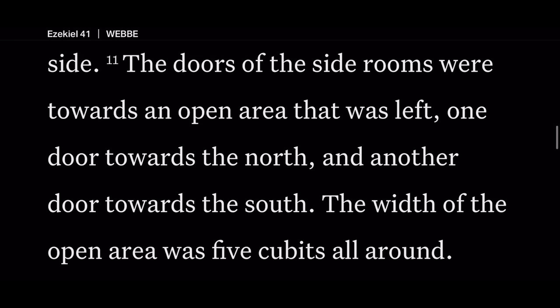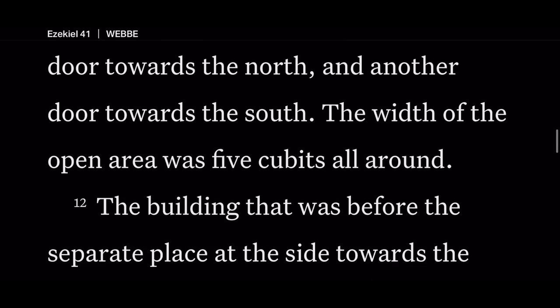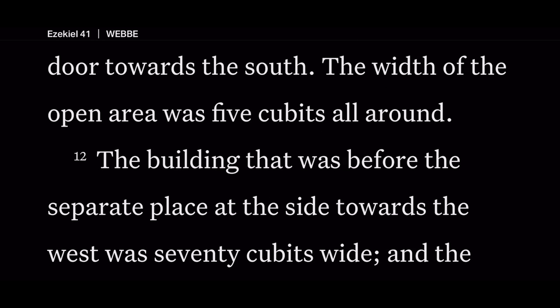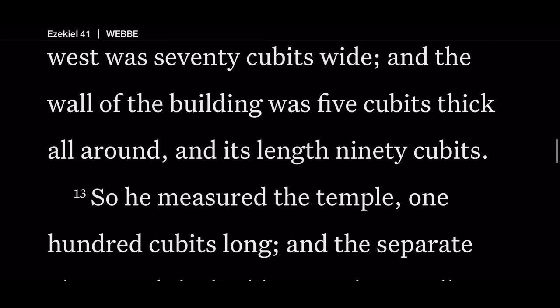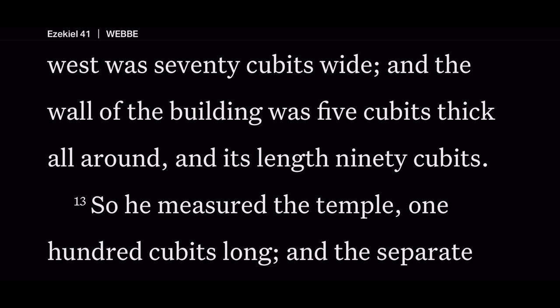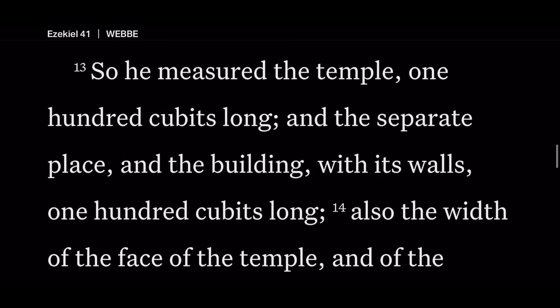The doors of the side rooms were toward an open area that was left, one door toward the north and another door toward the south. The width of the open area was 5 cubits all around. The building that was before the separate place at the south side toward the west was 70 cubits wide, and the wall of the building was 5 cubits thick all around, and its length 90 cubits.